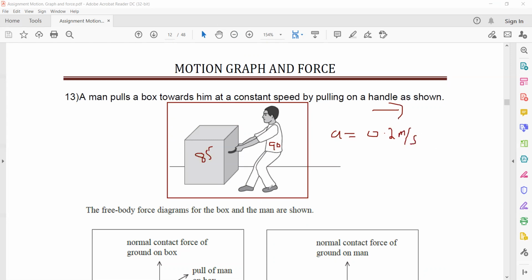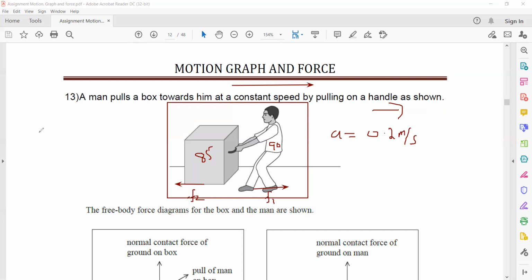So we want to calculate the frictional force between the man and the ground. Basically, the direction of the resultant force is toward the right, and that resultant force is created by the friction between the man and the ground minus the friction between the box and the ground. So when we subtract the two frictions, friction 1 minus friction 2, that will create a resultant force, and that resultant force will give the acceleration.